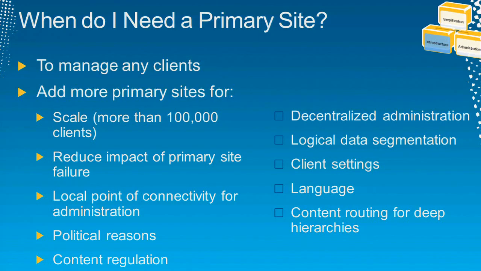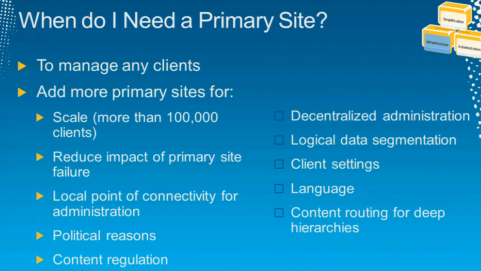Reduce the impact of a single primary site failure. So if you only got one primary site, it goes down, then obviously you're impacting all those clients at that one location. Local point of connectivity for administrators. You want decentralized administration, and you want to have an admin console there. You don't want to go cross some WAN links, so you put a site server database close to where those admins are, where those pockets of users are.